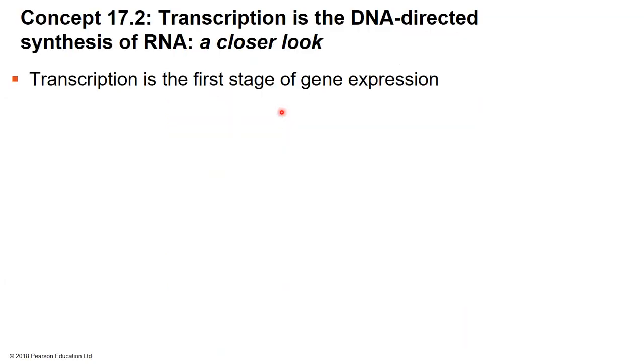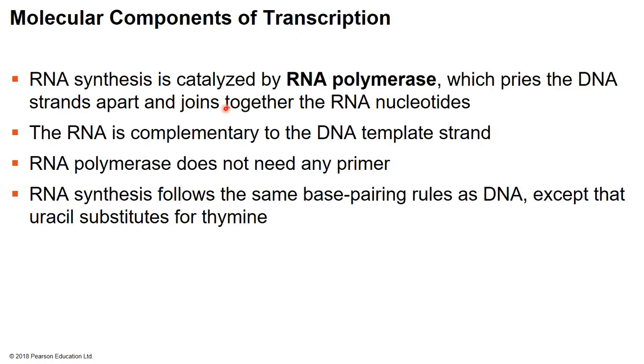All right, so now we've learned about the genetic code. Next, we're gonna look at the different stages of transcription and then translation. So we're gonna learn about the details of transcription, the steps of transcription, and then we're gonna learn about the details of translation. So transcription is the first stage of gene expression. Transcription is catalyzed by an enzyme called RNA polymerase.